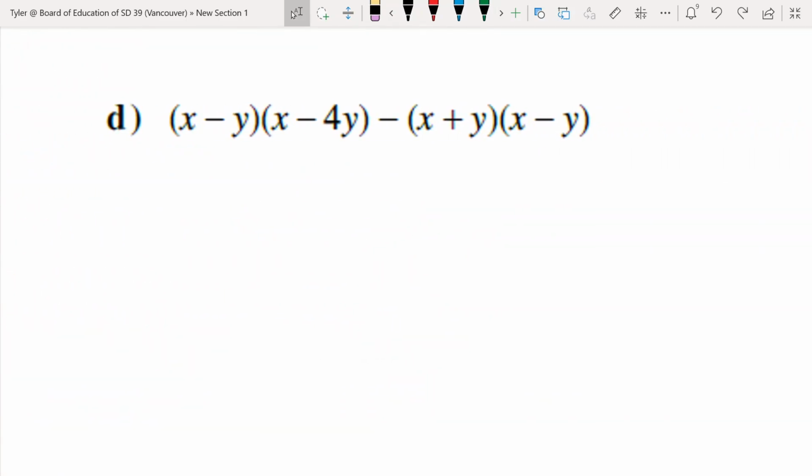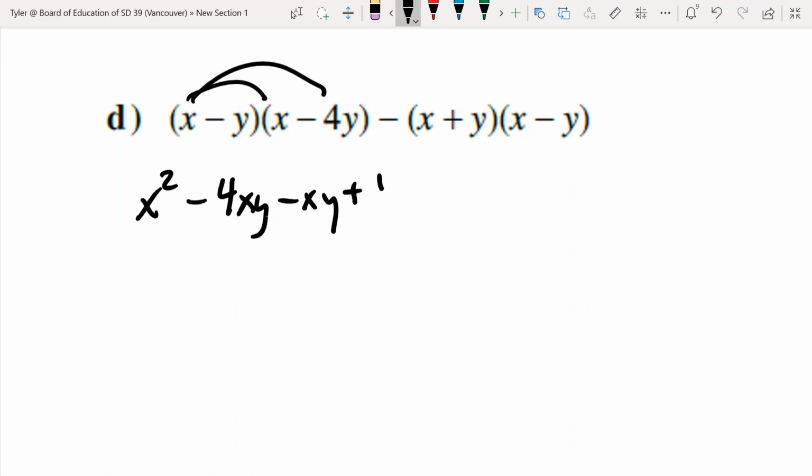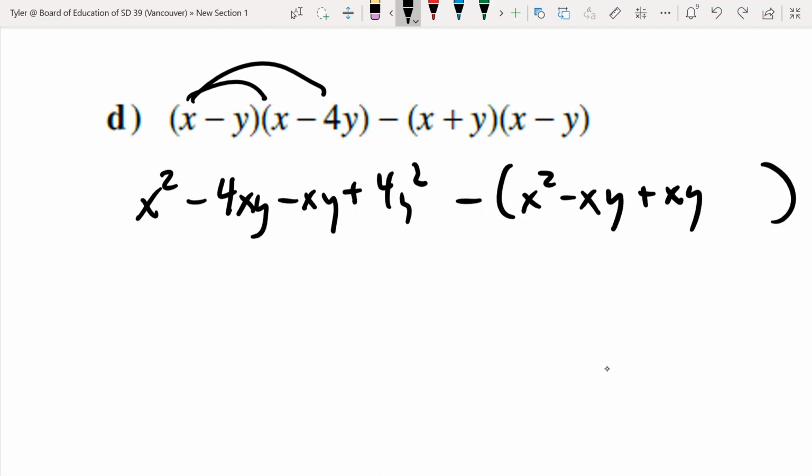This question is essentially the exact same thing, so I'm going to go through it quickly. Same idea, so let's rainbows this. So I get x squared. I'm going to quickly do this. So you get minus xy, minus 4xy minus xy plus 4y squared, minus, and again I'm going to do this in brackets, x squared minus xy plus xy minus y squared. The other thing you can see is that this is one of the special patterns, but whatever, this distributive property works too.